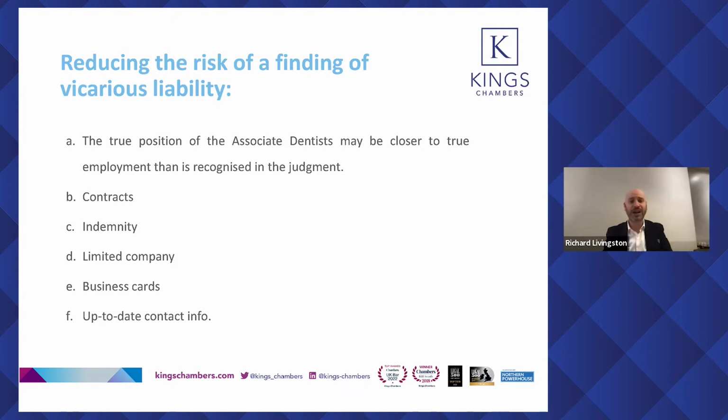But nevertheless, the following steps set out on the slide could potentially mitigate the risk of a finding of vicarious liability. Contracts: practices need to check whether any clauses suggest a relationship akin to employment. For example, if the following are stipulated in associates' contracts, it's less likely to be considered akin to employment.